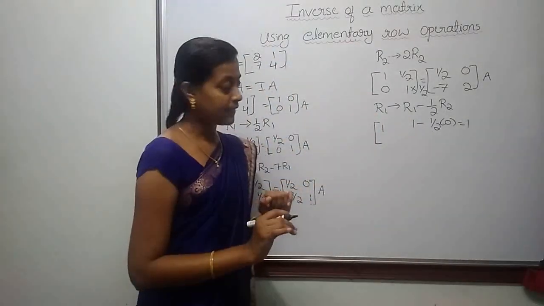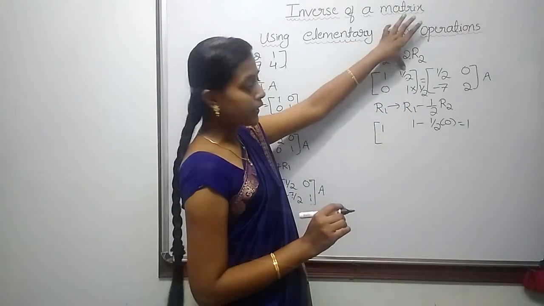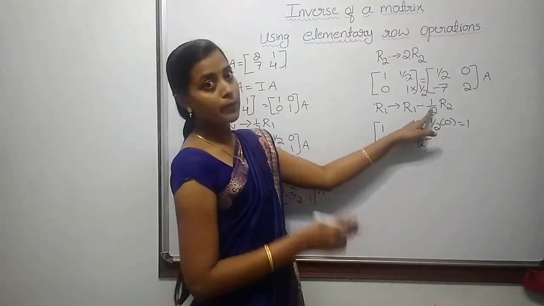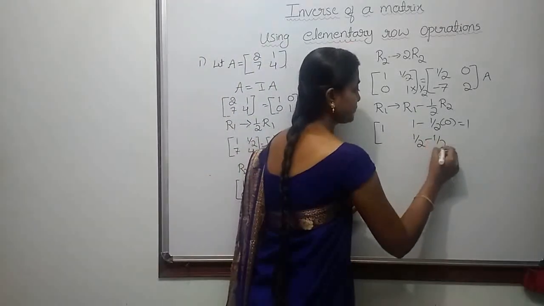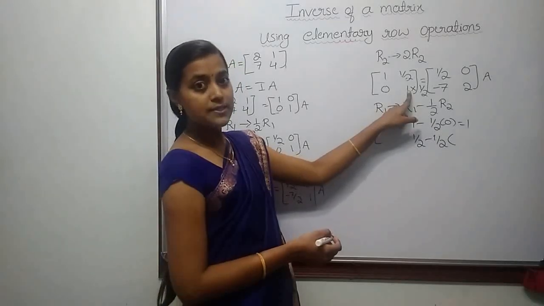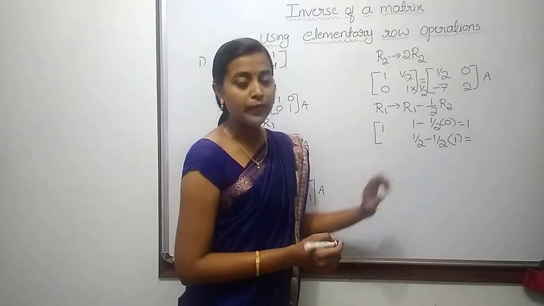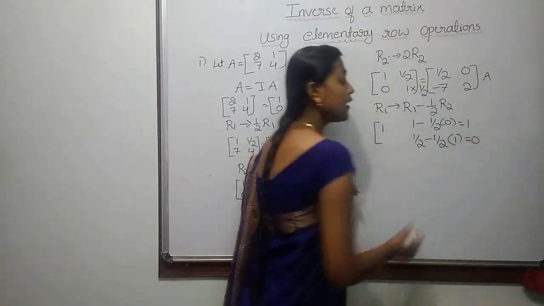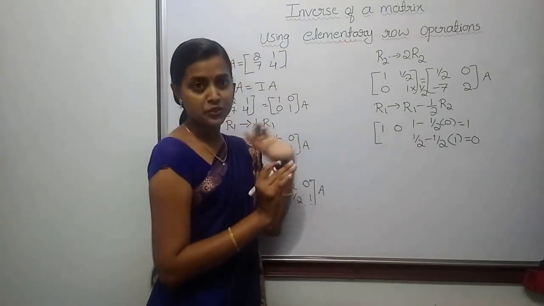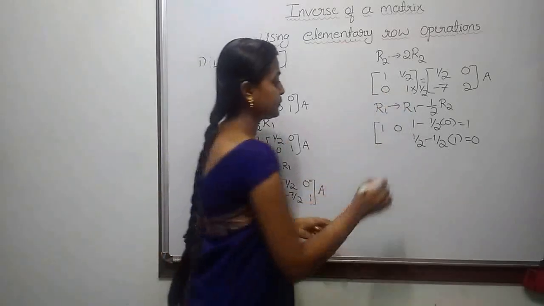We write this new element in R1. Similarly, the second element. Second element of R1 is 1 by 2 minus this 1 by 2 as it is into R2. Second element of R2 is 1. 1 by 2 minus 1 by 2 is 0. I will write this result here. We have changed the first row and we keep the elements of the second row as it is.